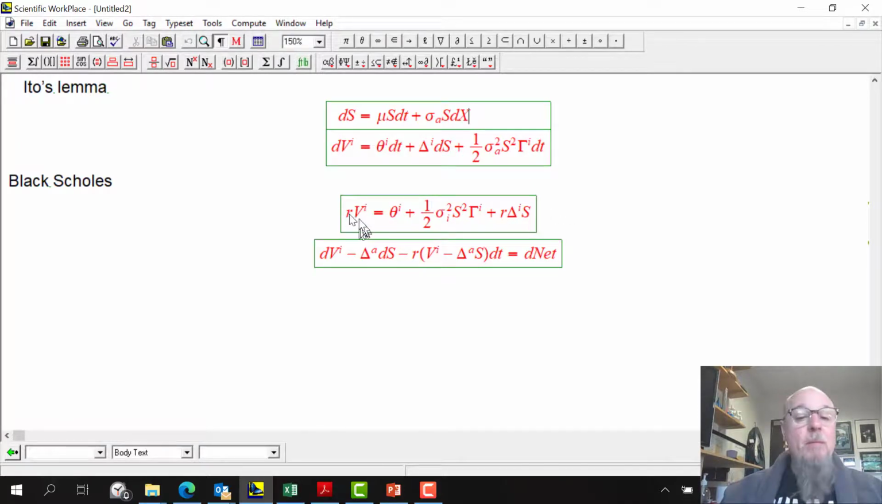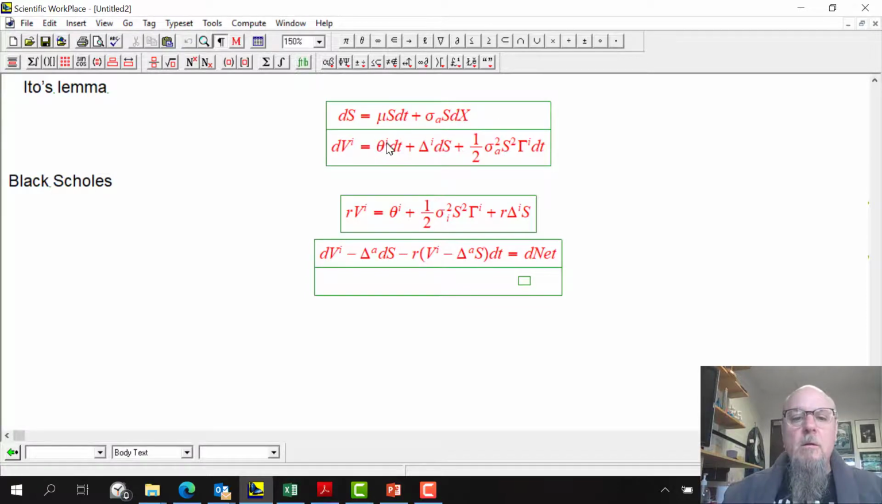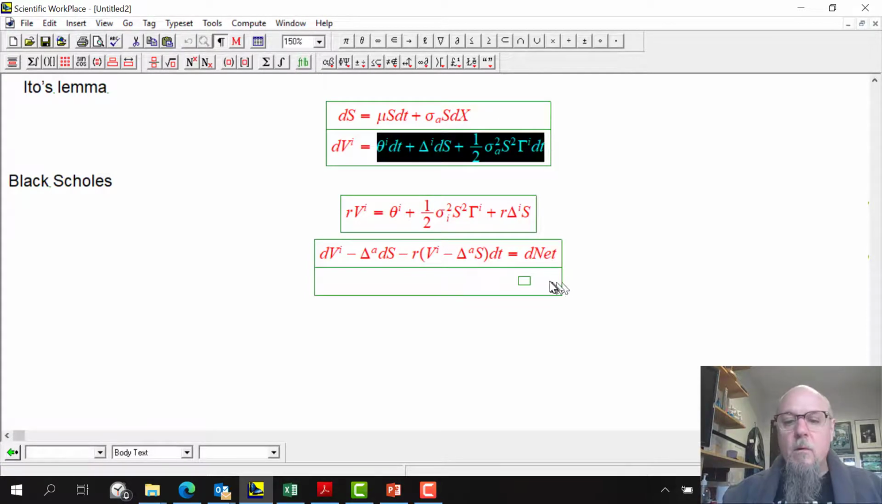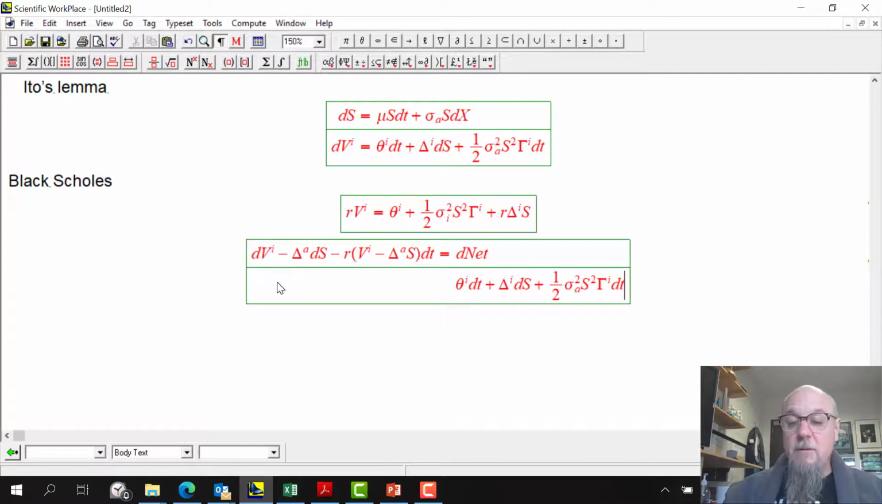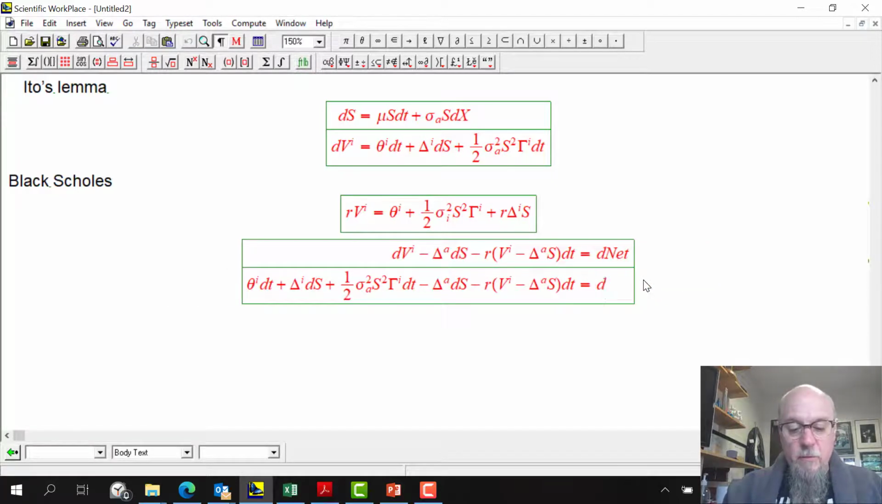Also, I've got Black-Scholes here, and Black-Scholes is true as long as I use the same volatility in all the expressions. So here I've written it out using the implied volatility. All right, let's get back to our little change in net here. I can use Black-Scholes to replace this piece here. So instead of dv, no, not Black-Scholes, sorry, Ito's lemma, I'm going to use this piece here. I'm replacing that dv. I've still got all of these things here. And that still equals d net.